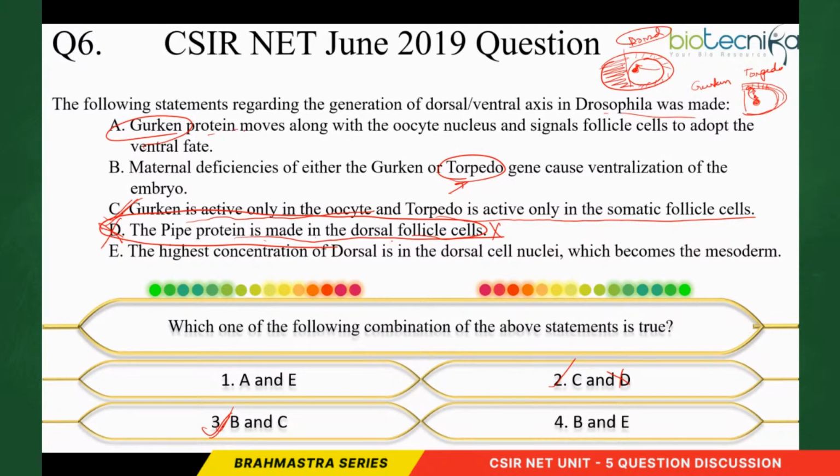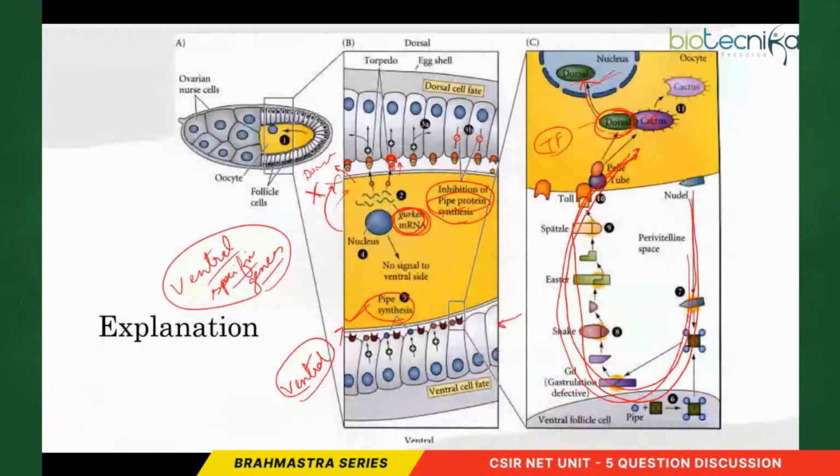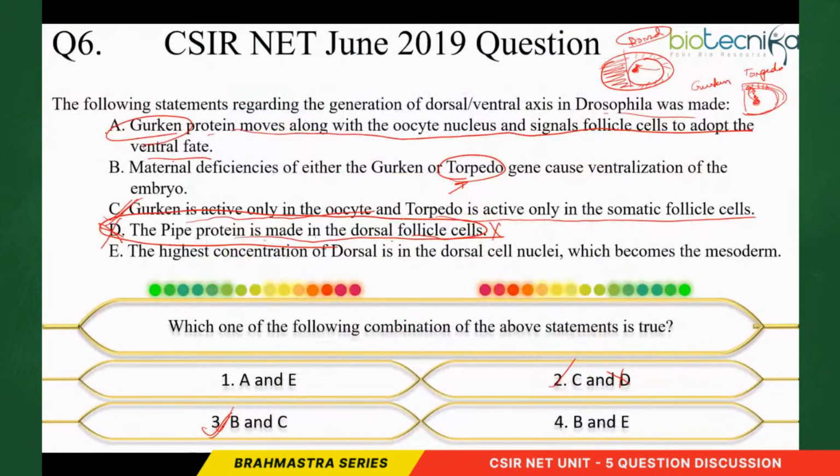Now let's see, Gherkin protein moves along with the oocyte nucleus and signals follicle cells to adopt ventral fate. Just now I told you Gherkin signaling will inhibit pipe synthesis and pipe will enable dorsal to enter the nucleus to give ventral fate. So with Gherkin signaling, pipe protein is not there, which means it will give dorsal fate, not ventral fate. So since it is saying ventral fate, A is wrong. Yes, that is right. Option 3 is right. Okay.